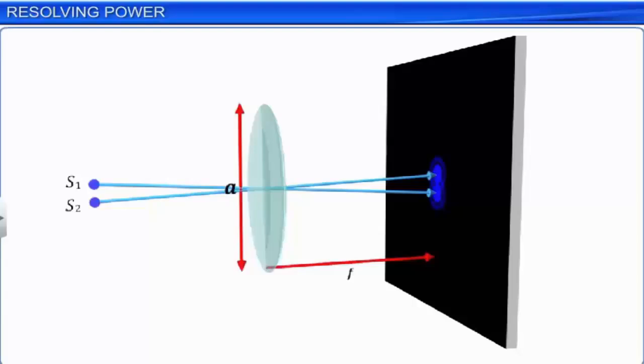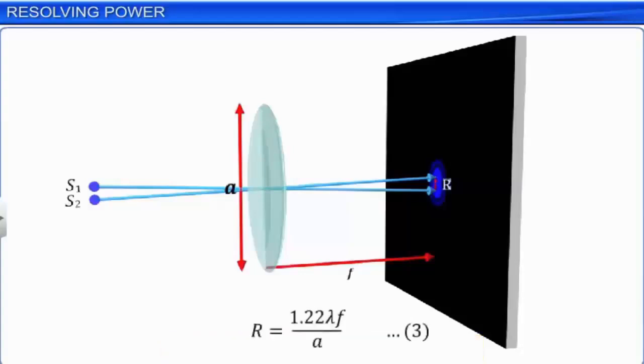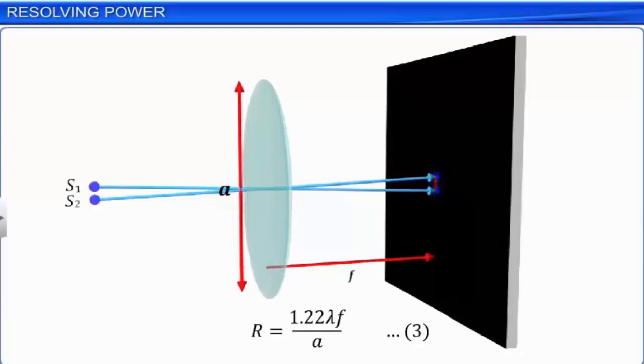Two images are said to be just resolved if the first minimum of one pattern coincides with the center of the other. This is known as the Rayleigh criterion. This means that the radius of each bright disk should be equal to the separation between them. But as per equation 3, the radius of the central bright disk is equal to 1.22 lambda f by a. Hence, increasing the diameter a of the lens decreases the r value and as a consequence increases the resolving power of a lens.